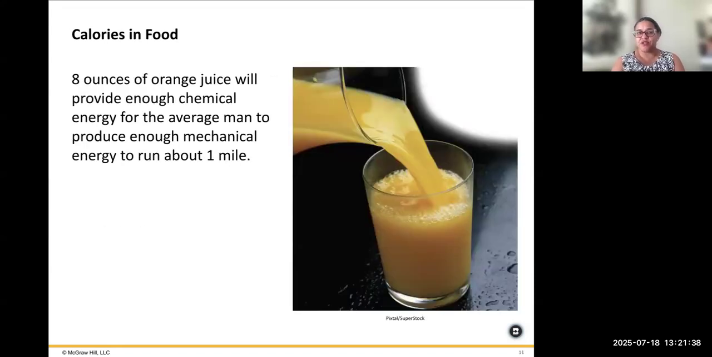So just for an example, 8 ounces of orange juice will provide enough chemical energy, enough calories for the average man to produce enough mechanical energy. So we convert that energy to our muscles and everything else to run about a mile.